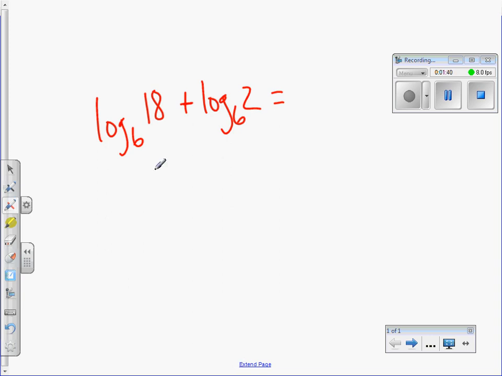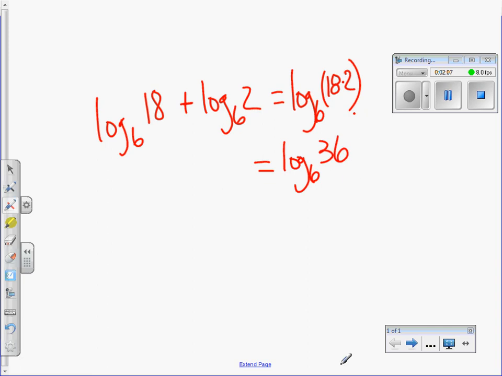I want you to remember that if we're adding logarithms, plus means product, plus product both start with p. So we're going to have log, keep the common base. The common base is 6. That's not going to change. And we multiply. We take the product of the 18 and the 2. Now, what is 18 times 2? 36, right?